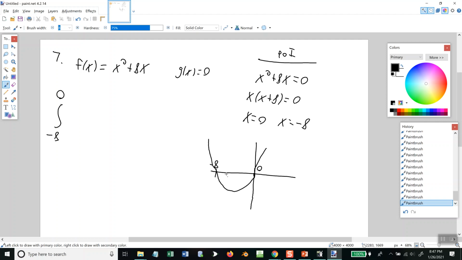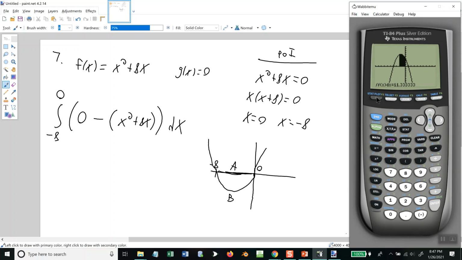Because the 0 is right there. So this is the one that's above. This is the one that's below. So I'm going to have 0 minus, and then the x squared plus 8x. So y equals 0 minus, why'd I put a 0 there? X squared plus 8x.